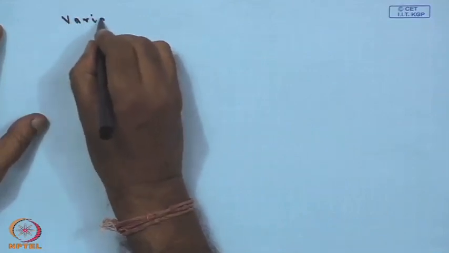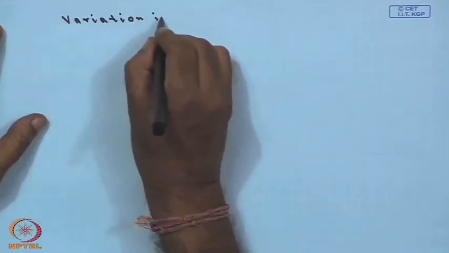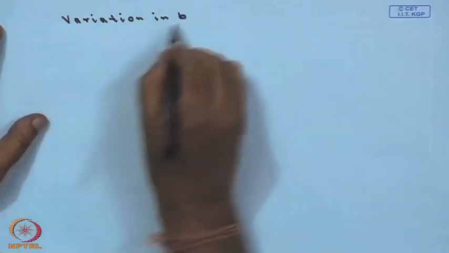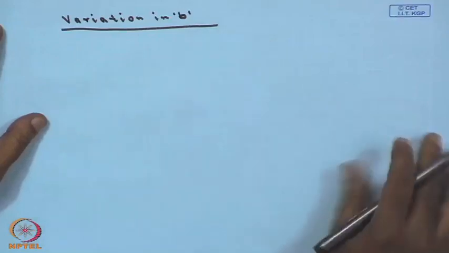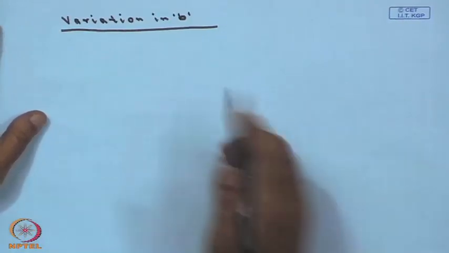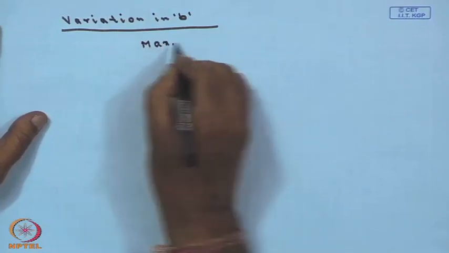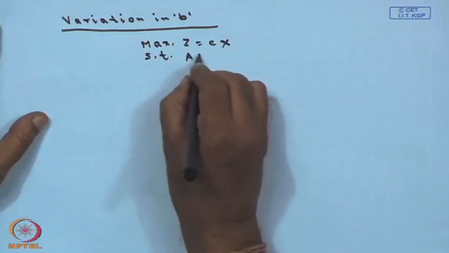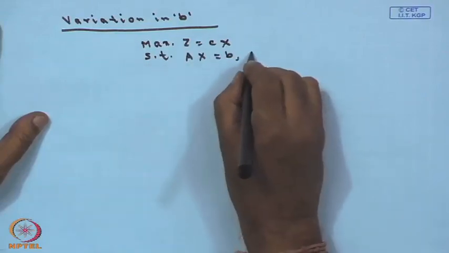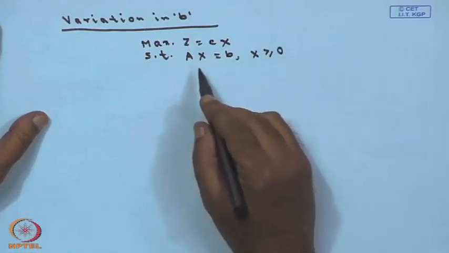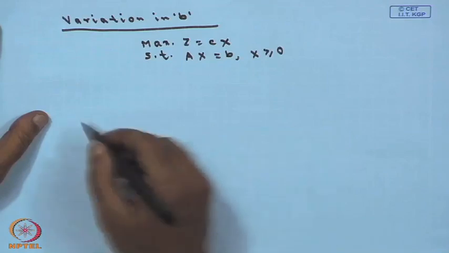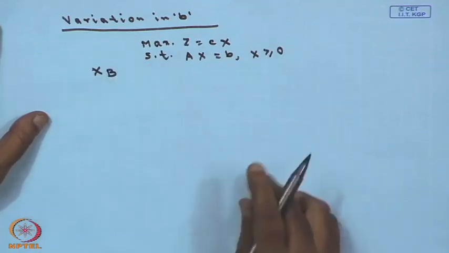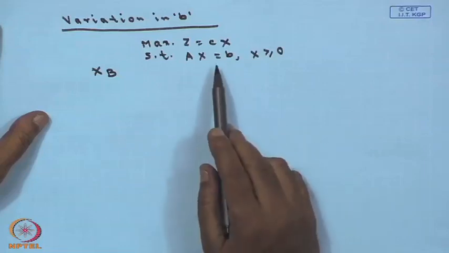Now, let us see the next one, that is, variation in the requirement vector b. What happens? We have the problem: maximize z equals c x, subject to A x equals b, x greater than or equal to 0, and A is an m cross n matrix as usual. We assume that x_B is the optimal basic feasible solution of the above LPP.